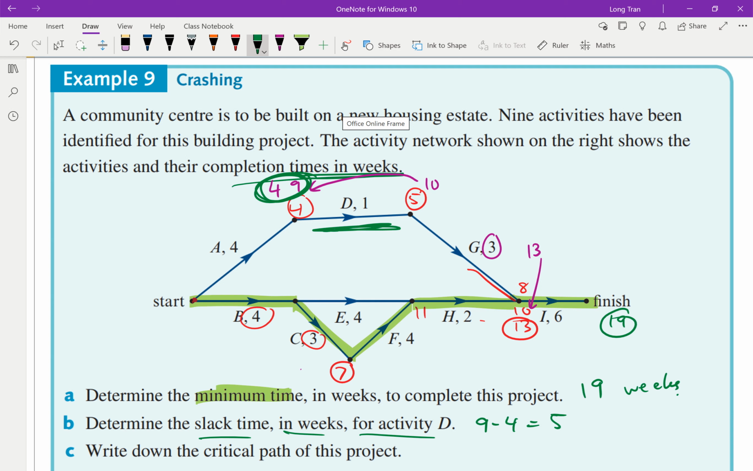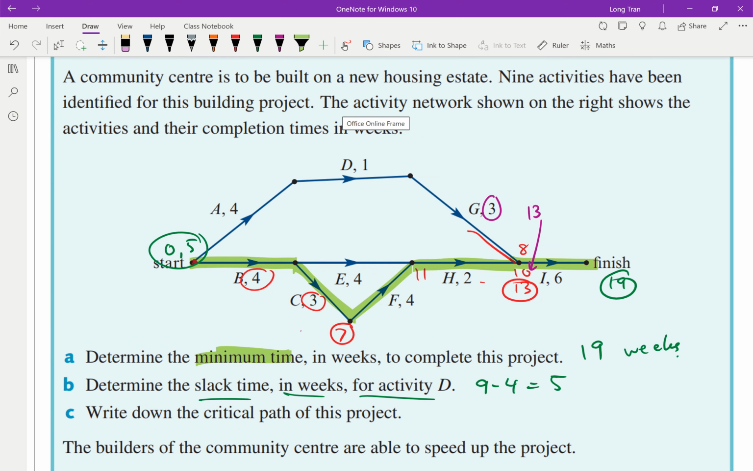If it takes 3 to finish G, 13 take away 3 gives me 10. That means the latest start time for D has to be 10 take away 1, which is 9. If I work backwards even further, 9 take away 4 gives me 5. So you can see slack time for A is 5. A doesn't have to start at 0. A can start 5 later and still finish at 9. 9 plus 1 is 10. 10 plus 3 is 13, and everyone's happy. Okay, so this is the key part, that I'm not using the float boxes to figure it out. I'm using the critical path. Okay?